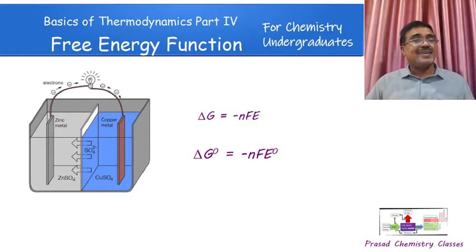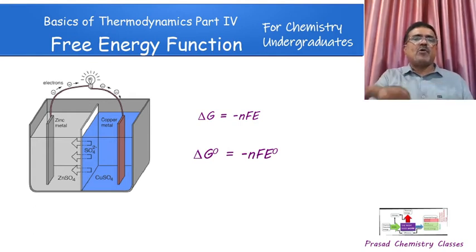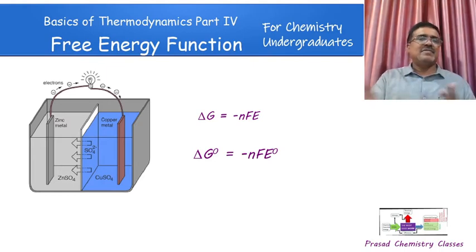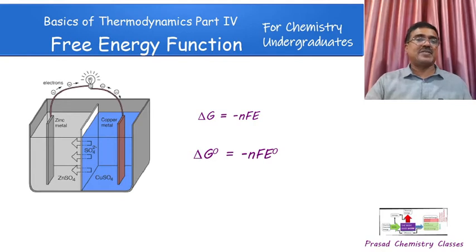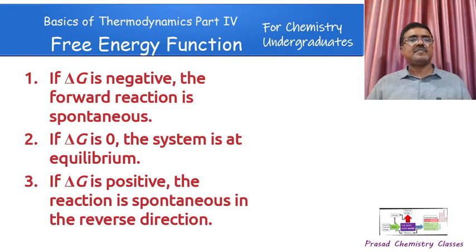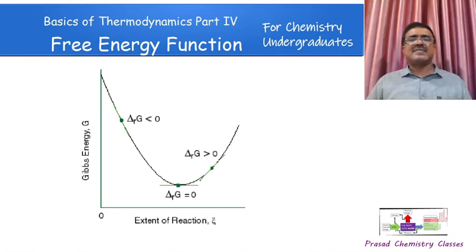E is the electrochemical potential of the cell. F stands for Faraday, and n is the number of moles of electrons exchanged or transferred during the cell reaction at one of the electrodes. The number of moles of electrons involved in the cell reaction is n. Okay, this is the condition we have already discussed.